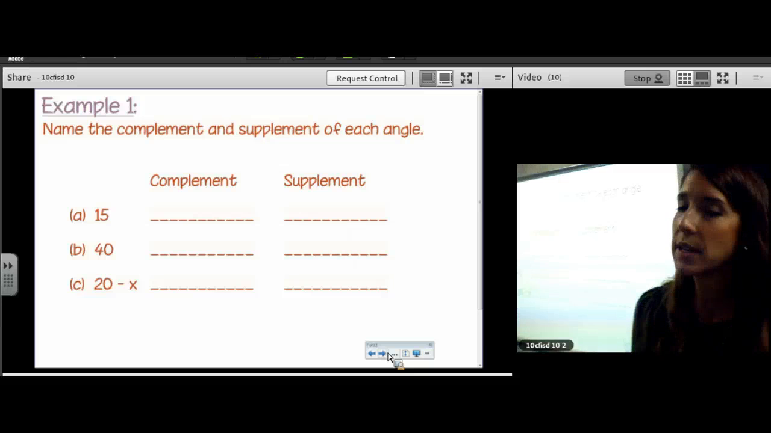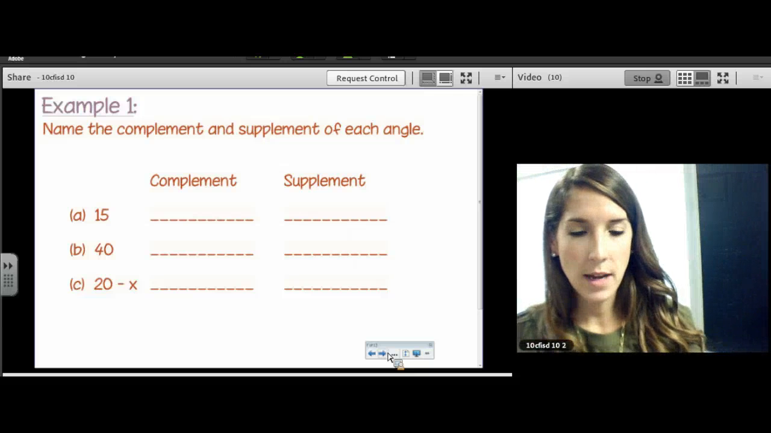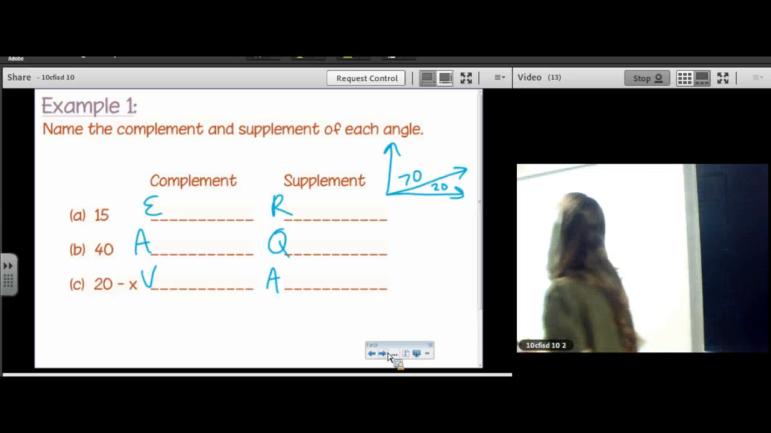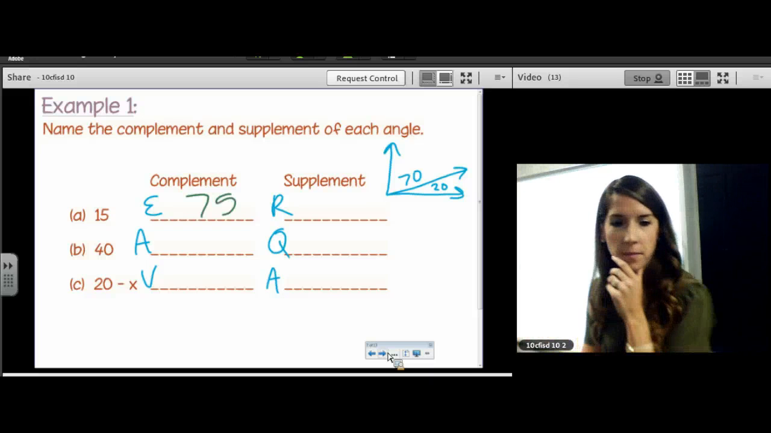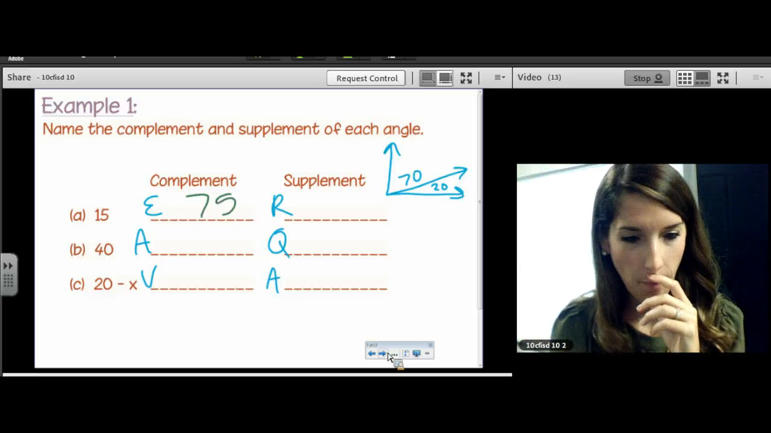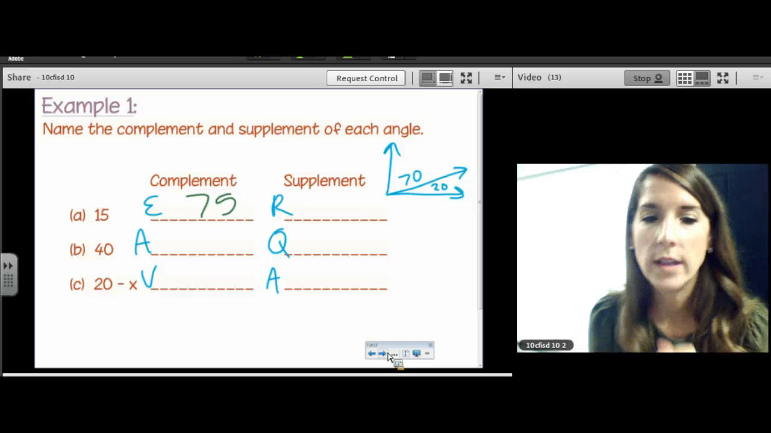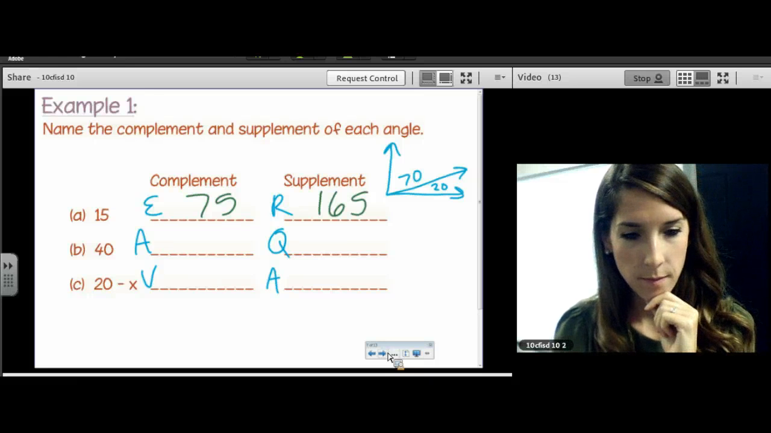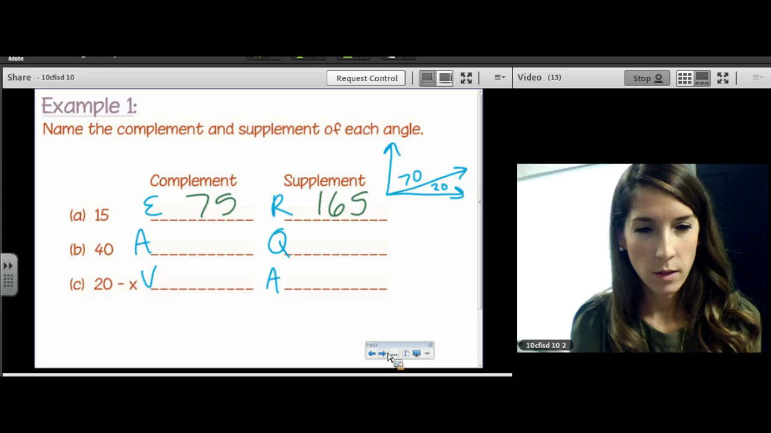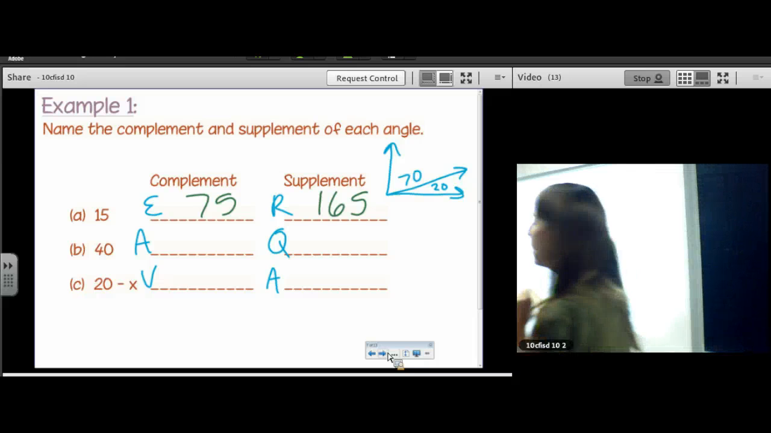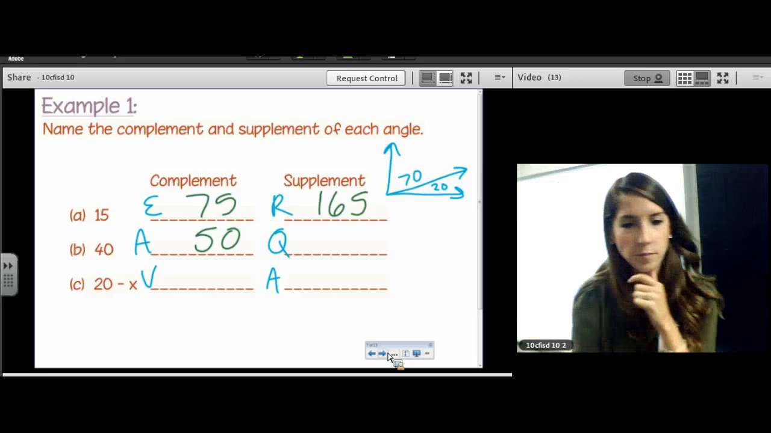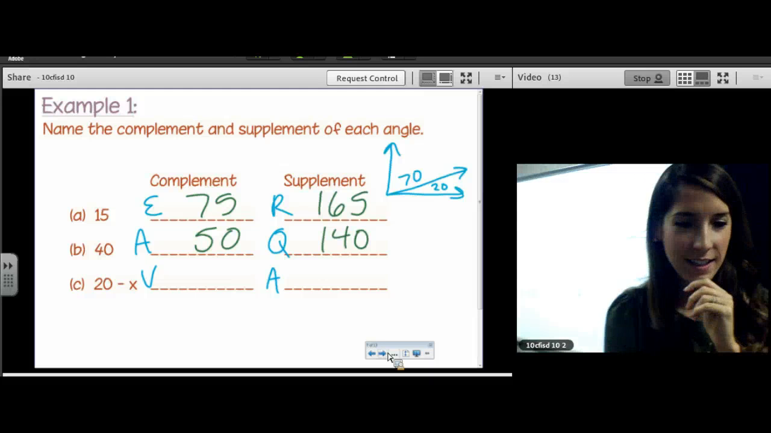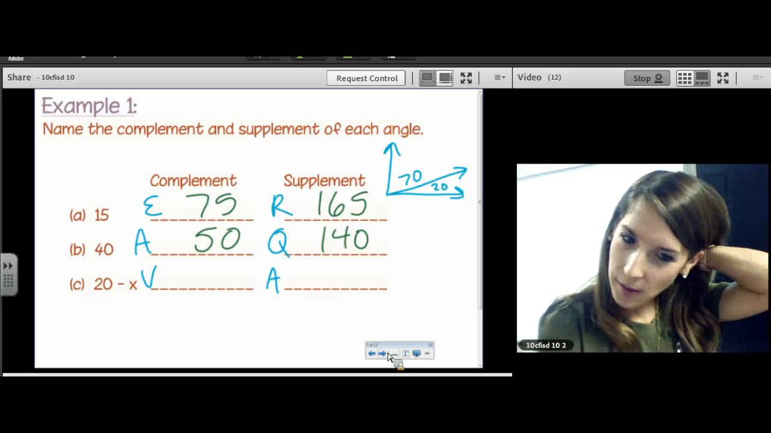All right, we have a few examples, and then we'll take our quiz. Name the complement and supplement of each angle. 90 minus 15 is 75. Who else has their answer ready to go? No, it's not. 165, thank you. 50, very good. 140. Okay, now we're getting to the tough ones.